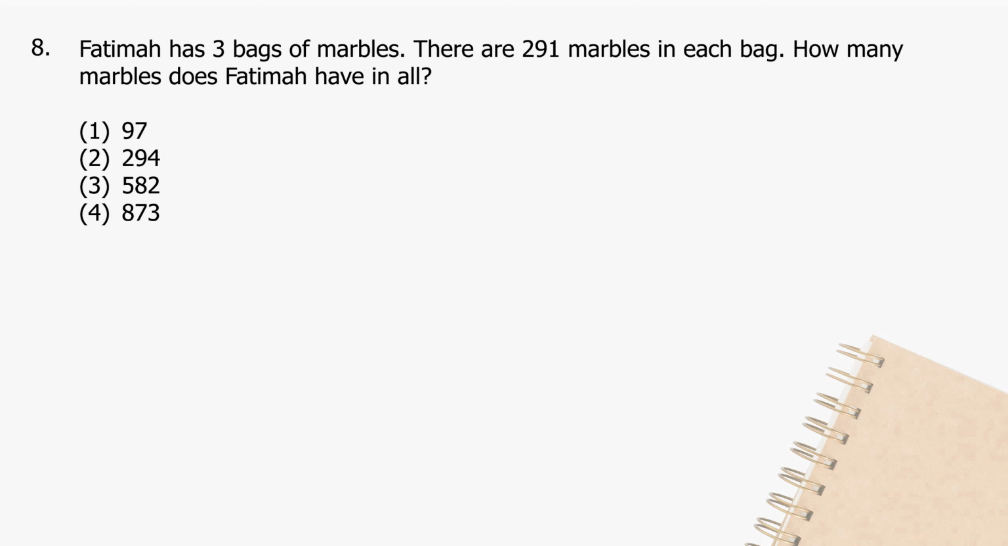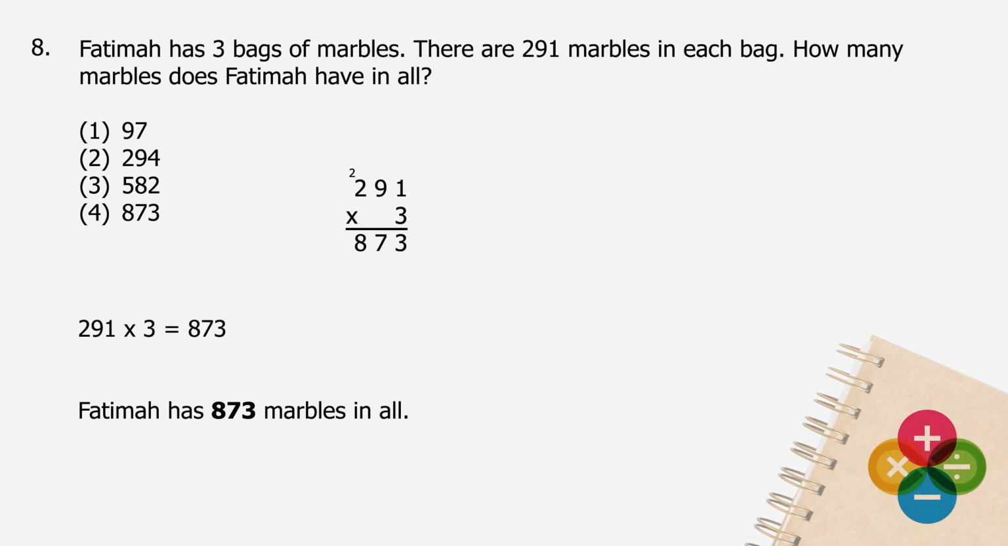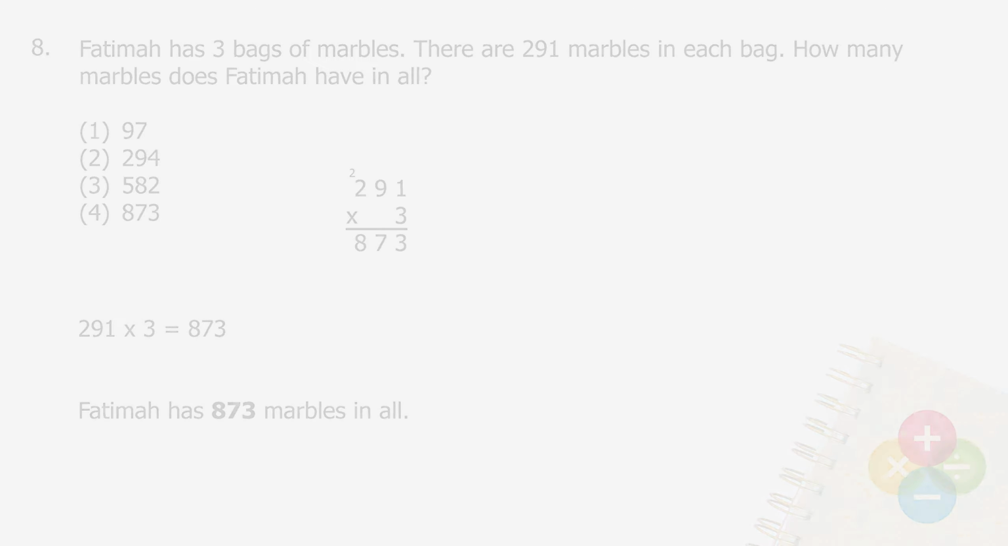Question 8. Fatimah has 3 bags of marbles. There are 291 marbles in each bag. How many marbles does Fatimah have in all? Multiply 291 by 3, and the product is 873. Fatimah has 873 marbles in all.